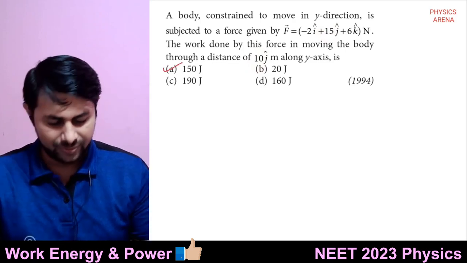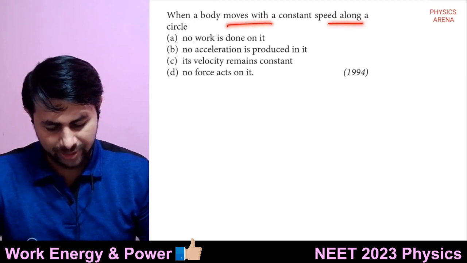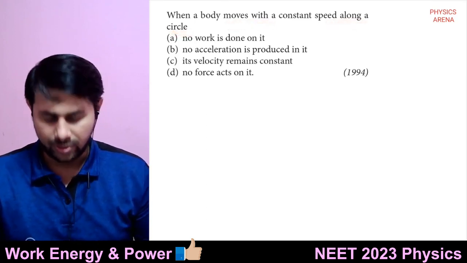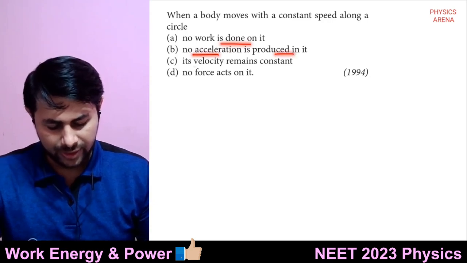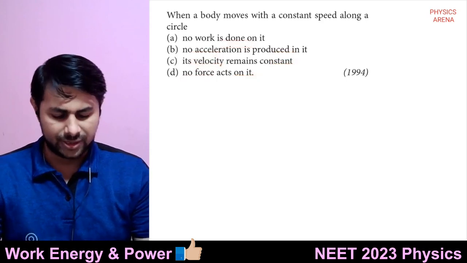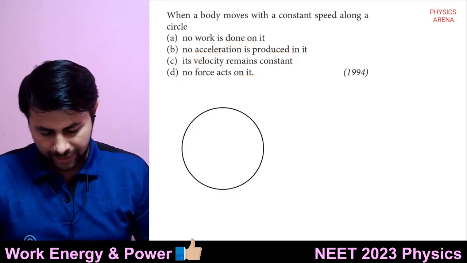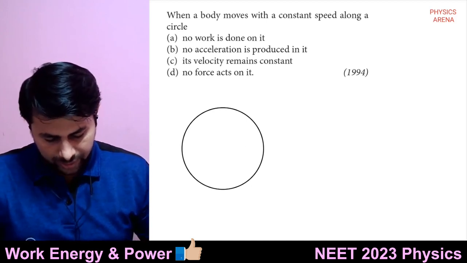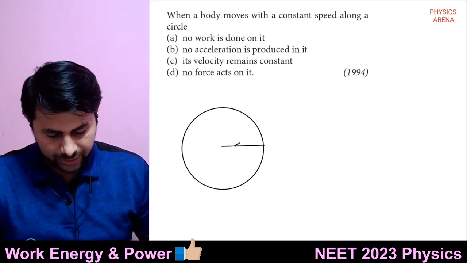Very good. Next question. When a body moves with constant speed along a circle, options are: no work is done on it, no acceleration is produced in it, its velocity remains constant, no force acts on it. So which of this is correct? No, no. See, displacement is okay. See, the reason is force is in this direction.